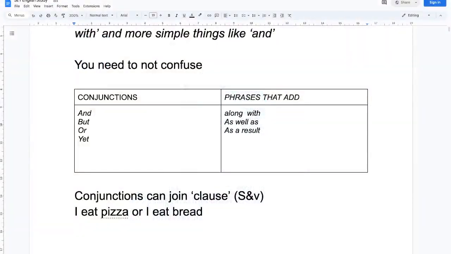Now, phrases that add, okay? This is what I'm calling them today. They have a technical name. It's things like adverbial phrases, okay?